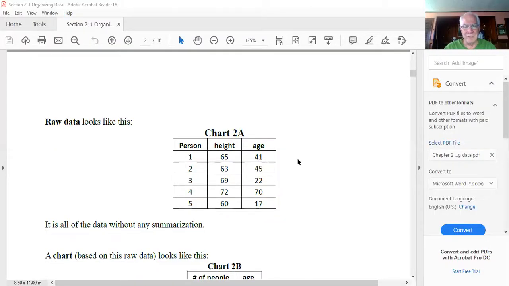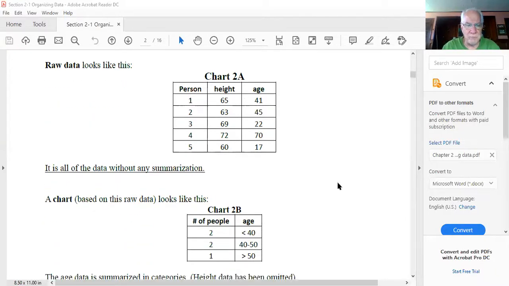This is what raw data looks like. I'll show you a data set around here. With raw data, you have a certain number of people or cases, and then you have certain measurements against those things. It looks something like this. There's no summarization. This is just the raw data.